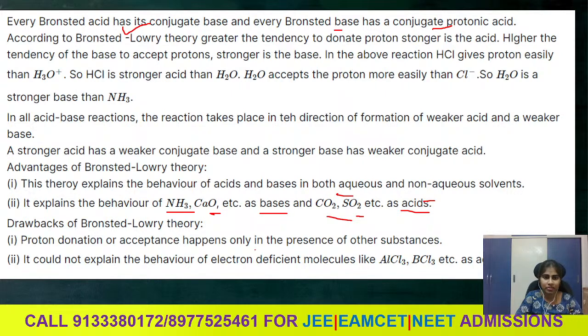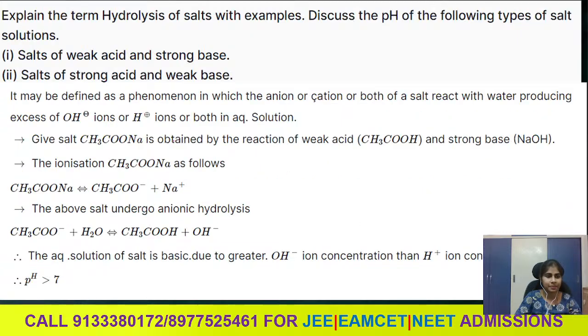And the drawback of this theory is that the proton donation or acceptance happens in the presence of other substances. So to donate a proton or to accept a proton, there must be the presence of another substance, and it could not explain the behavior of AlCl3 and BCl3 because they have an empty orbital. So these are Lewis acids. Bronsted theory cannot explain this.